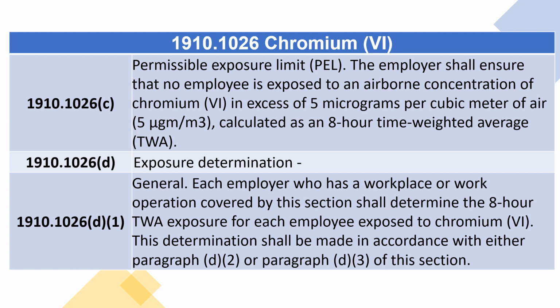1910.1026(d), Exposure Determination. 1910.1026(d)(1), General. Each employer who has a workplace or work operation covered by this section shall determine the 8-hour TWA exposure for each employee exposed to chromium (VI). This determination shall be made in accordance with either paragraph (d)(2) or paragraph (d)(3) of this section.